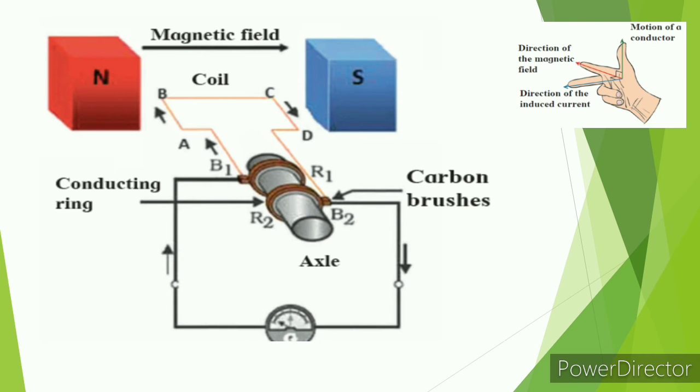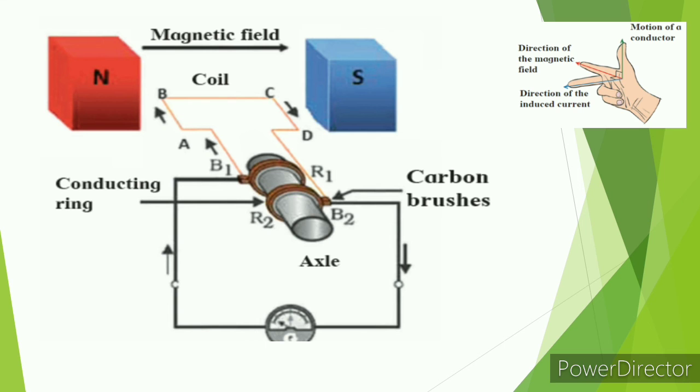Now after half rotation, the branch AB takes place of the branch CD and branch CD takes the position of branch AB. So the current induced in the coil goes in the direction D to C, C to B and B to A. Means D, C, B, A is the direction of the induced current.